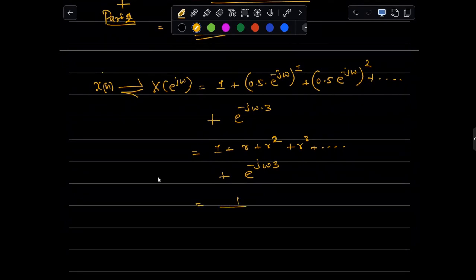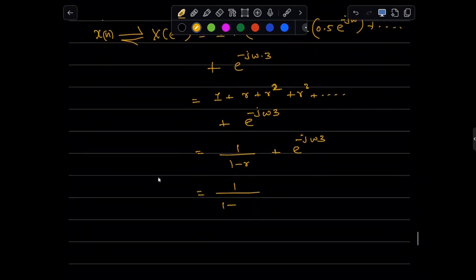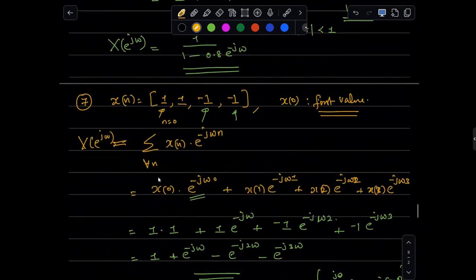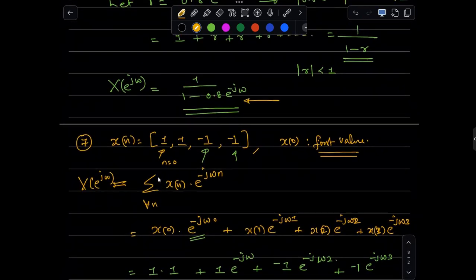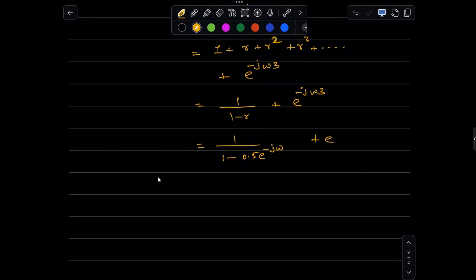But this is having 1 over 1 minus r, plus the last one, e power minus j omega into 3. So this is equal to 1 over 1 minus r, where r is 0.5 times e power minus j omega, right? So this is the same kind of thing that we have already written. So you see here, this plus e power minus j omega into 3.